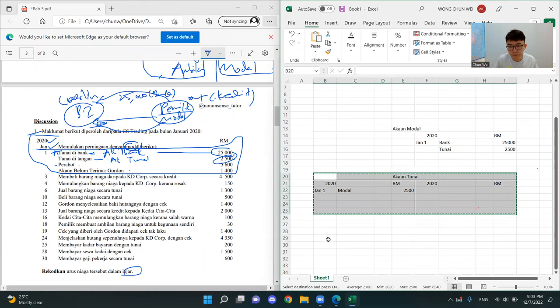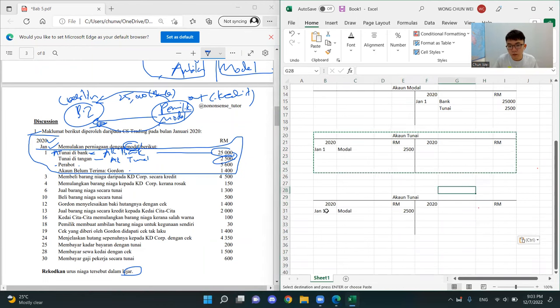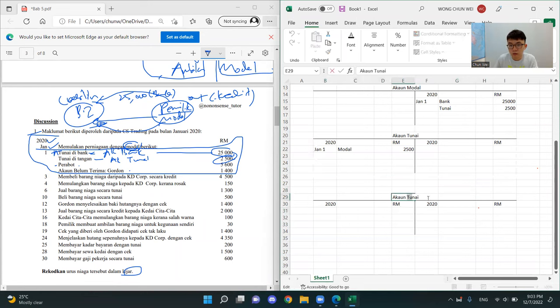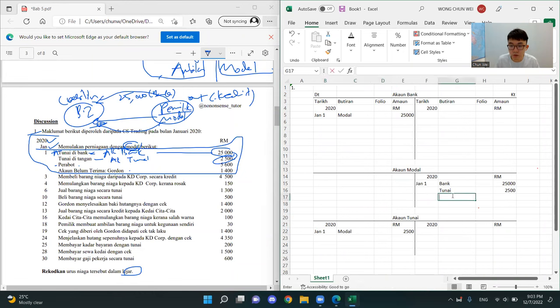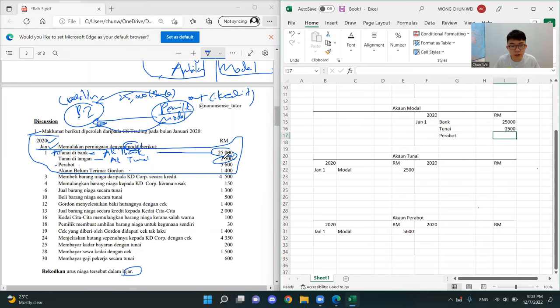Do the same thing. So account, what? Now account parable. Give the title account parable. Okay, so in debit parable. So in the debit side, you put January 1. From where? From modal. 5,600. So here, debit. I need to credit my modal. To where? To parable. So put your run in under the modal there, you write parable. And it is 5,600. Done for parable.